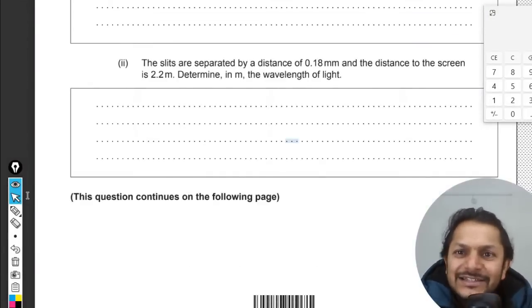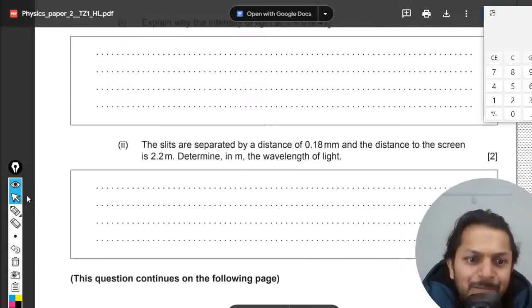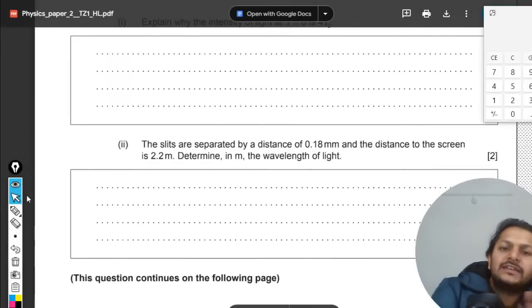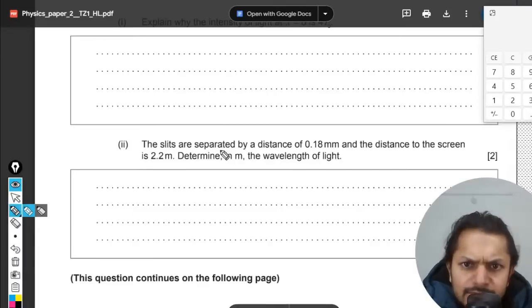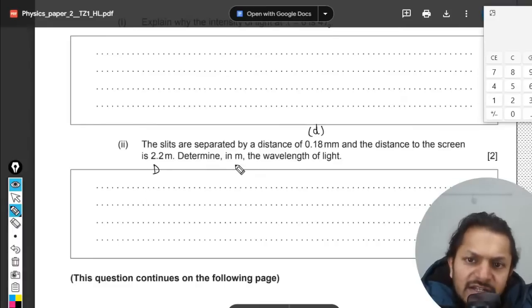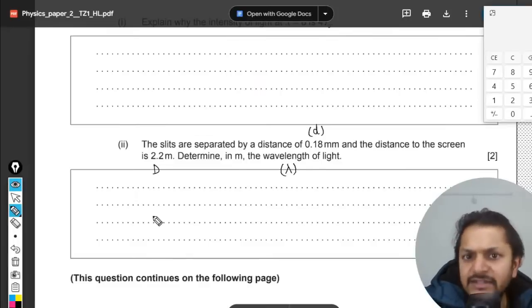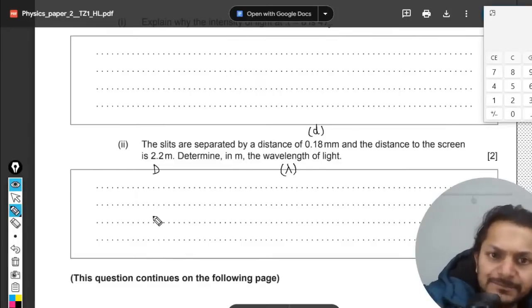Okay, so the slits are separated by a distance of 0.18 millimeter. So this is small d. The distance between the screen is this. So this is capital D. Determine in meter the wavelength of the light. So we have to find the wavelength.